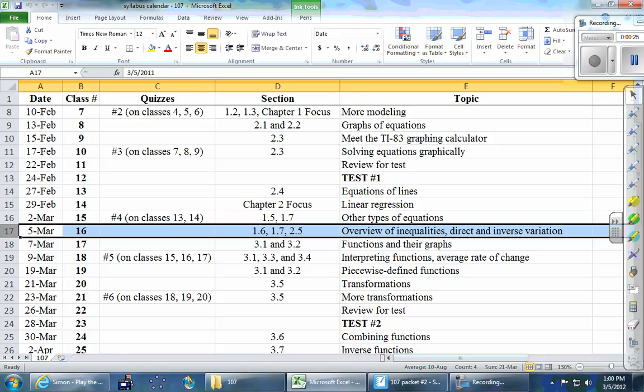And today we're going to talk about inequalities. That's something where it's not something like x squared equals 9, but rather x squared is greater than 9. That's an inequality. So we'll do those as well as direct and inverse variation. And just a heads up that our 5th quiz is coming up on March the 9th, which is Friday. Okay? That's our welcome to spring break quiz. Any questions on the schedule?